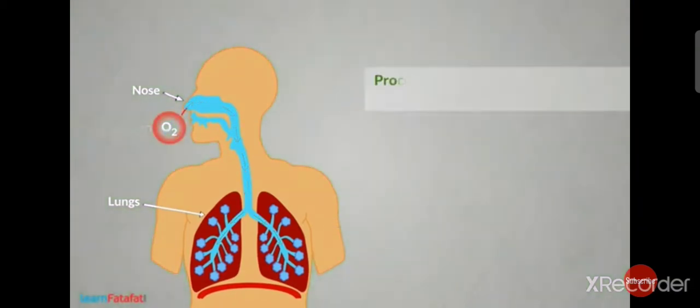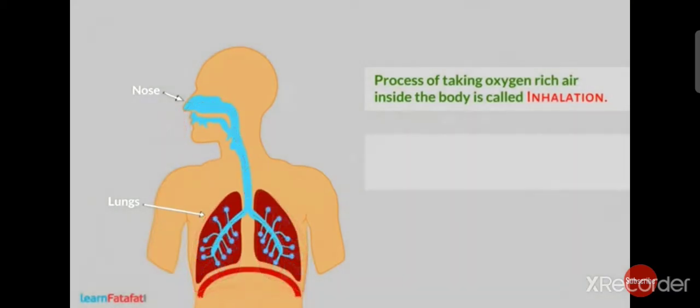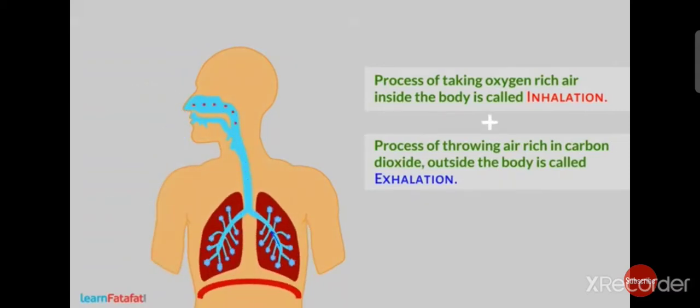The process of taking oxygen-rich air inside the body is called inhalation. And the process of throwing air rich in carbon dioxide outside the body is called exhalation. Together, inhalation and exhalation is called breathing. Let's now understand how breathing takes place.